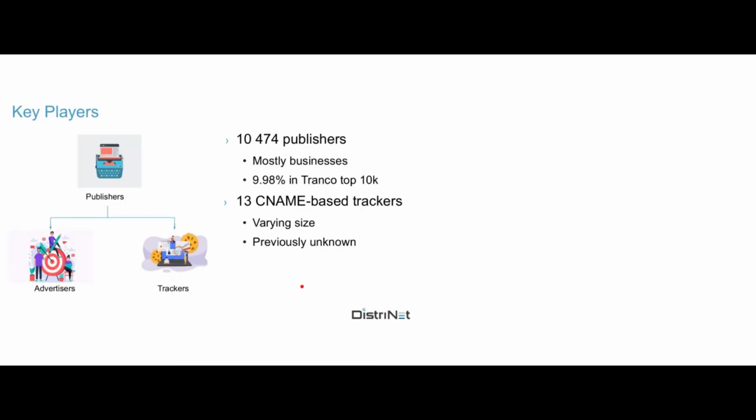So to recap, we found more than 10,000 publisher websites using CNAME-based tracking. Most of them are business websites, which explains their incentive to monetize the content that they're offering. Nearly 10% of websites in the 10,000 most popular Tranco websites use a CNAME-based tracker. Our method allowed us to find 13 different CNAME-based trackers in varying size and customer base, some of which were previously unknown to tracker blocking tools.